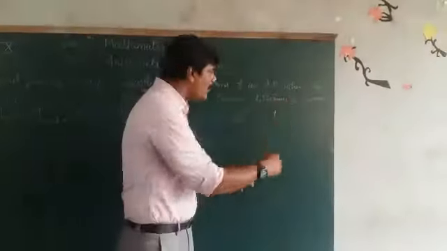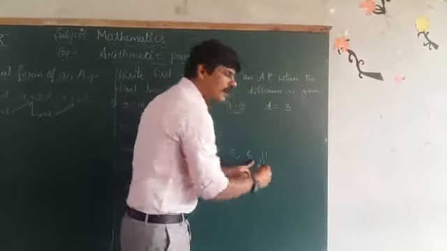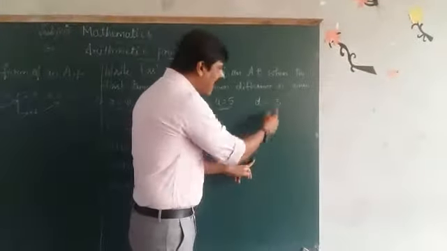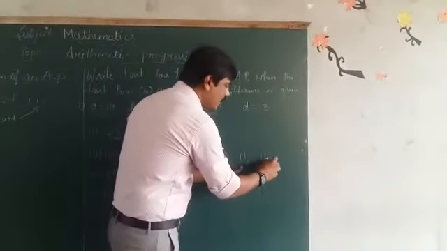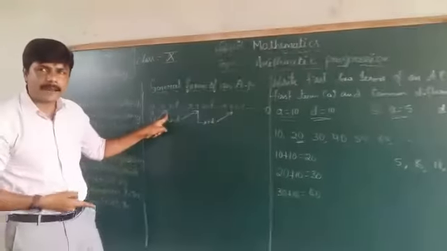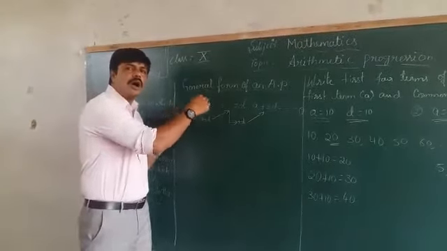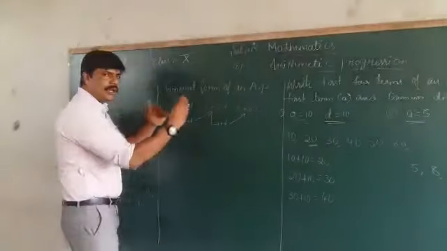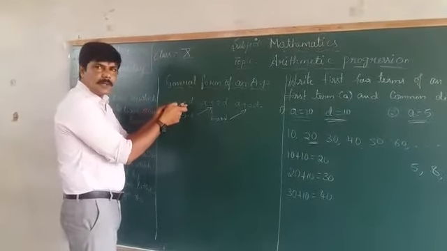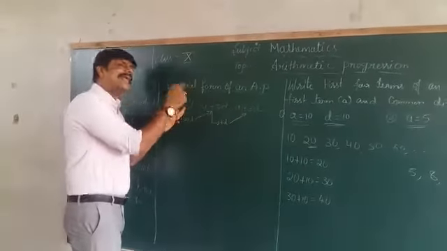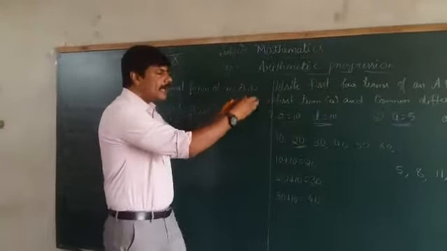How do you get the third term? By adding the common difference to the second term, 8 plus 3, which is 11. How do you get the fourth term? By adding the common difference to the third term, that is 11 plus 3. So this is how the general formula is made. For the first term, keep on adding common differences so that you get subsequent numbers. For example, A, you add D, so you get the second term A plus D. Add D again, you will get A plus 2D. Add again D, you will get A plus 3D, A plus 4D, like this.